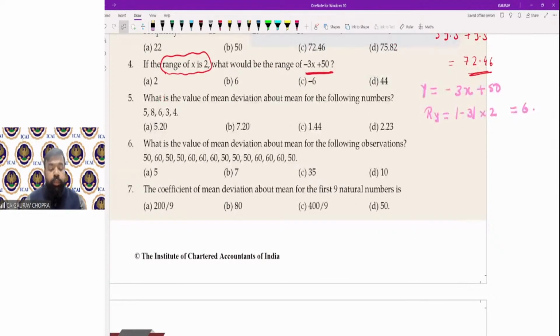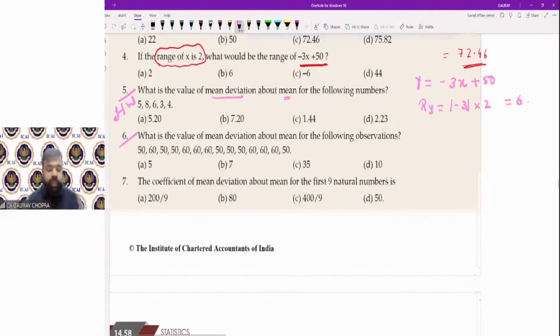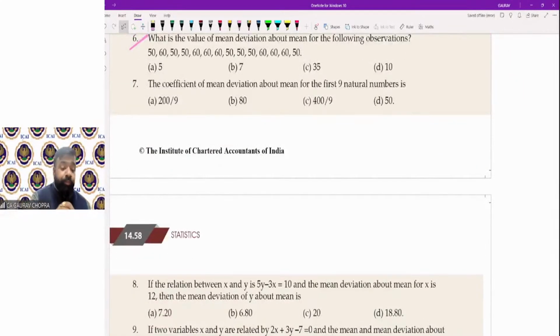Now, question number 5, question number 6. These are based on mean deviation about mean. तो इसकी हमने अभी बहुत अच्छी प्रैक्टिस कर ली है. You can easily try this at your home. So 5, 6 you can take as your homework. 7th is also similar, but 7 फिर भी हम अभी एक बार कर लेते हैं.